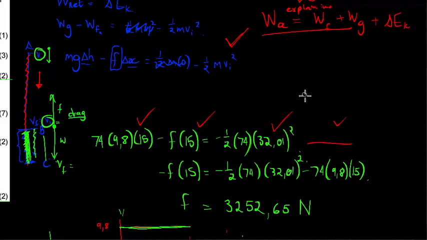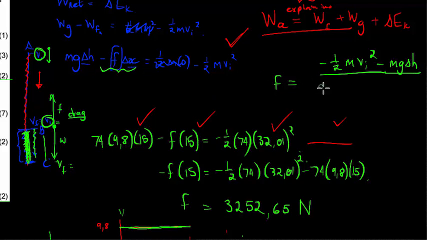So let's quickly solve this. I'm trying to get this value on its own. On the other side, I now have a negative mass velocity squared divided by, subtracting this one, mass times gravity times delta H, and I'm dividing by negative delta X. I just want to get rid of the negatives, so there's a half mass times initial velocity squared, minus mass times gravity, plus, because I'm dividing everything by a negative, H divided by delta X.